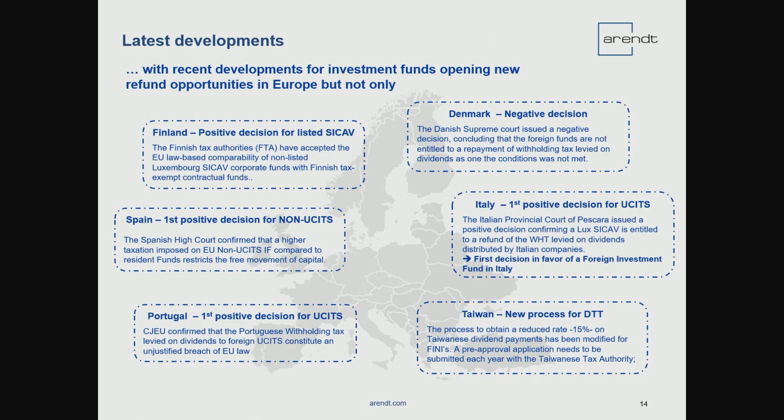And now this decision opened the door for UCITS, non-UCITS funds, and even non-EU funds to get access to a refund of withholding tax. And one important fact is that at the beginning of 2021, the legislation in Italy changed, and now there is no more withholding tax on dividends. There is an exemption. So this directly and indirectly recognized that the Italian legislator acknowledged that there was discrimination before. So it opened also the door for the reclaims. So we had several decisions.